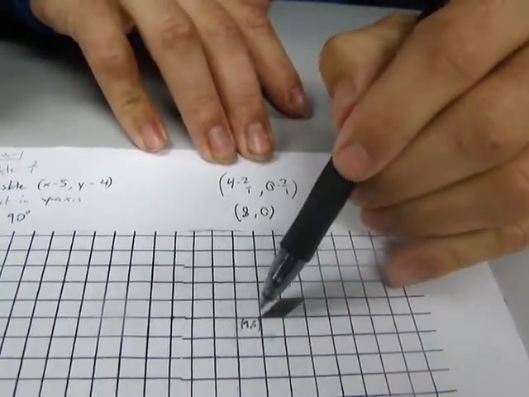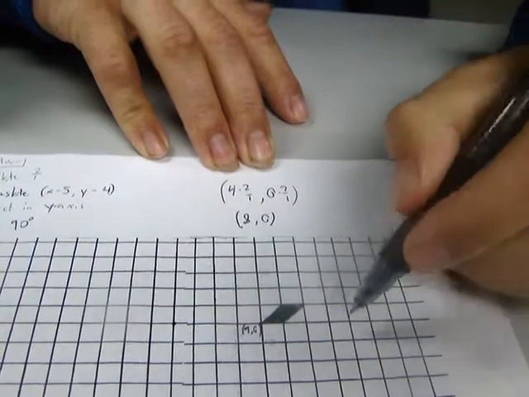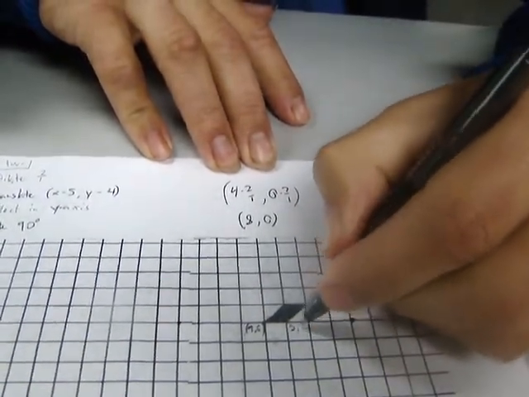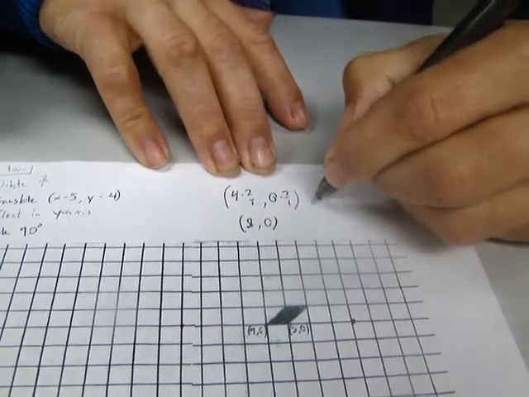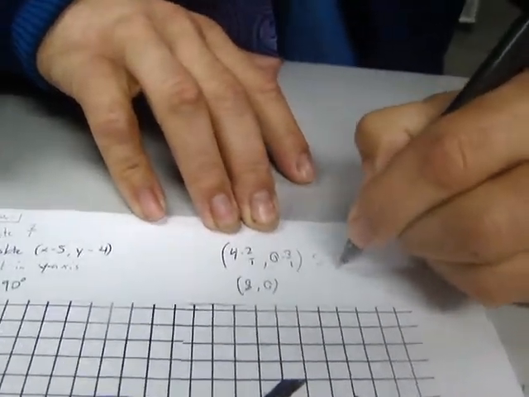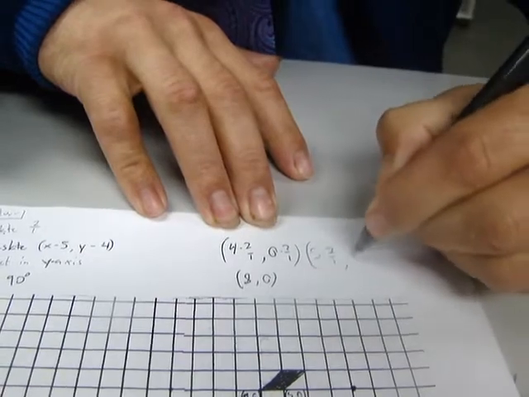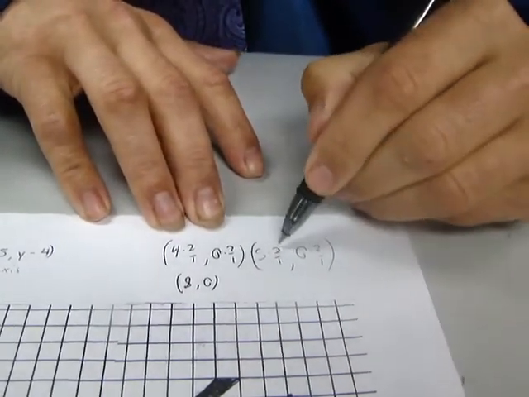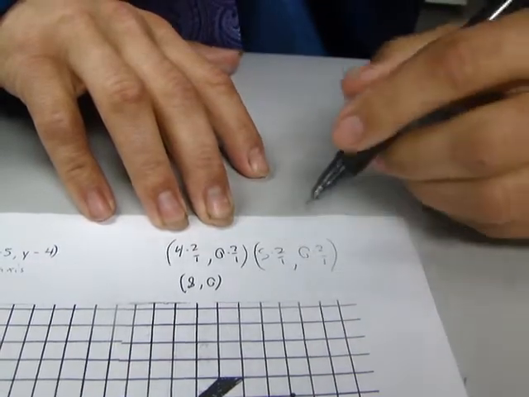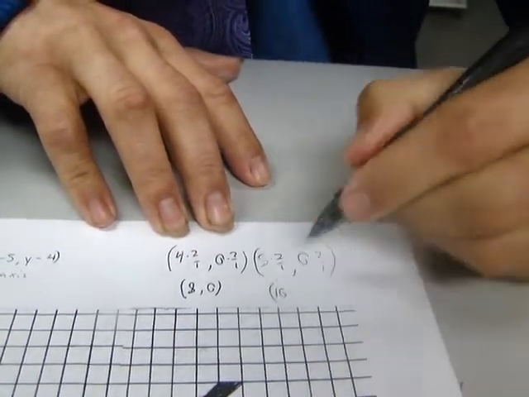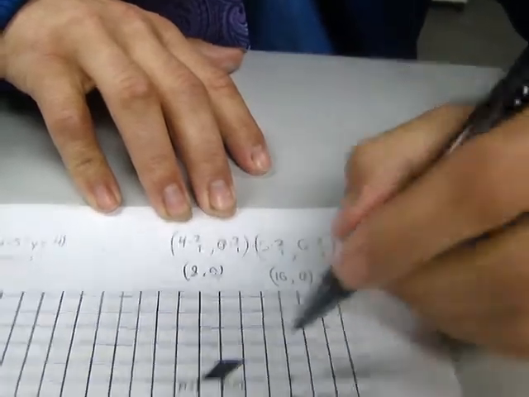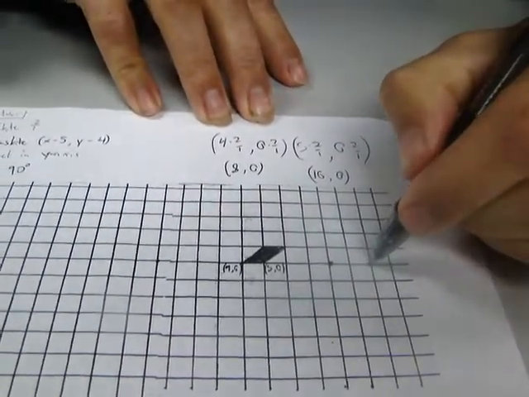1, 2, 3, 4, 5, 6, 7, 8. So this point will be here. This one here is 5, 0. So we do the same thing. We do 5 times 2 over 1, comma 0 times 2 over 1. 5 times 2 is 10. 10 divided by 1 is 10. So it's going to be 10, comma 0 times 2 is 0. 0 over 1 is 0. So 10, comma 0. Well, if this is 8, 0, it's going to be this point.